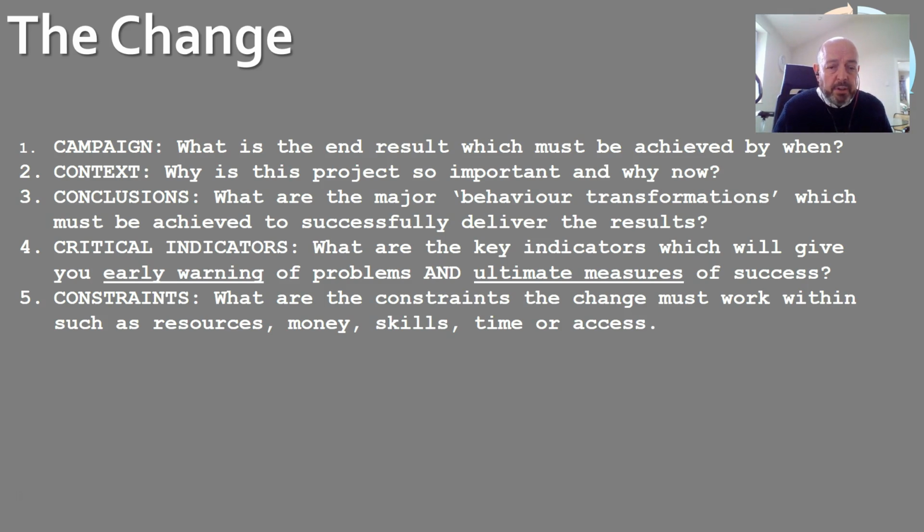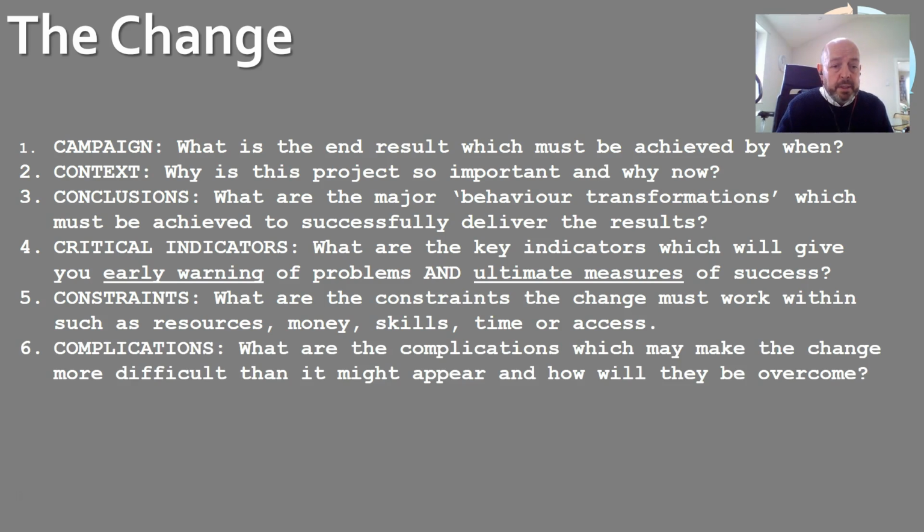Constraints. You don't have unlimited resources, money, skills, time or access. You need to know what constraints you've got to work within, particularly within the community and the different players in it. What are the complications? If this was that easy, it would have been done already. What are the complications that make things more difficult than they might appear on the surface, and how do you plan to overcome those?